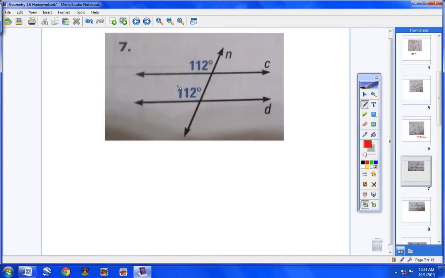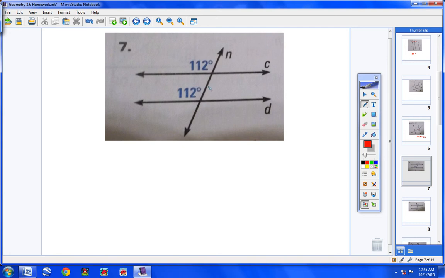Okay? Now, number 7 through 12, the directions state, explain how you would show that C is parallel to D. State any theorems or postulates that you would use. Okay? So, here we go. Let's take these really, really slow.